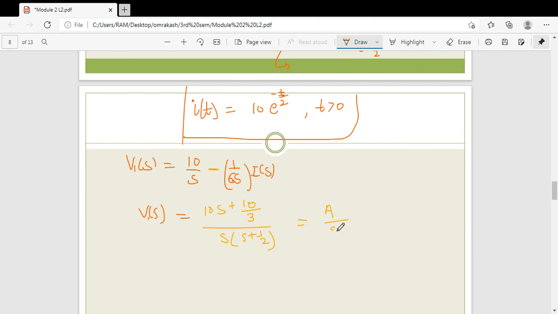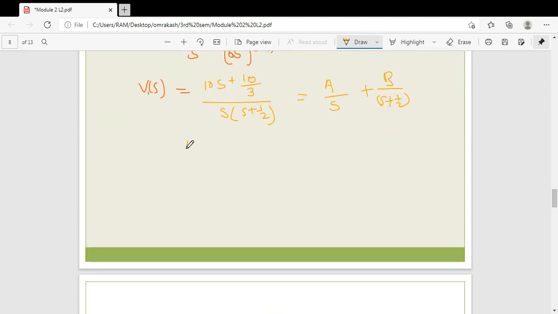So this is nothing but A by S plus B by S plus 1 by 2, right? So this is your B variable. Now find out the value of A and B and put that value in this equation. When you find this A and B, you will get A is equal to 20 by 3 and B is equal to 10 by 3, right?